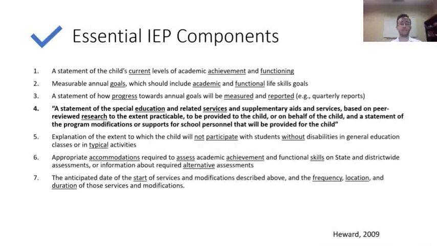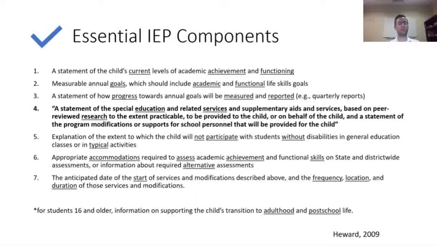Number 7, the anticipated date of the start of services and modifications described above, and the frequency, location, and duration of those services and modifications. For example, the student will begin to receive weekly speech therapy as they're pulled out from their special education classroom once a week for 30 minutes. Alright, and that's an example. And starting on, I don't know, October 1st, just making something up there.